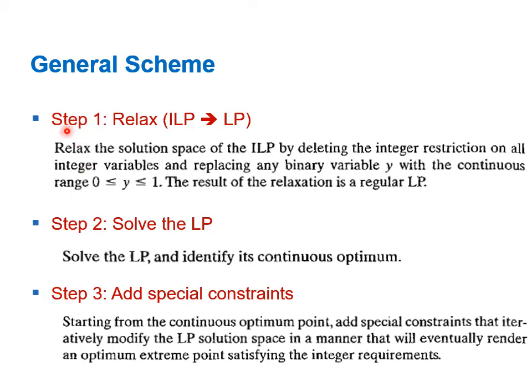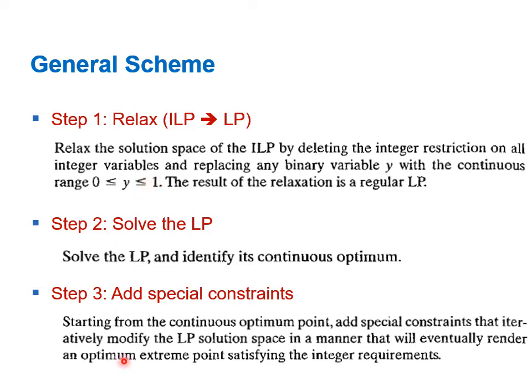We can talk about 3 steps. In the first step, what we do is relax. So we are given an integer linear program, and we convert it to a linear program by relaxation. How do we relax it? Simply, we delete the integer restriction on all integer variables. If there are binary variables, we replace them with the condition 0 less than or equal to the binary variable less than or equal to 1.